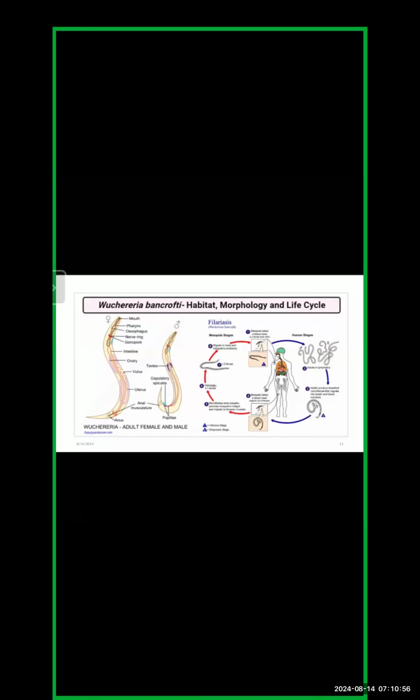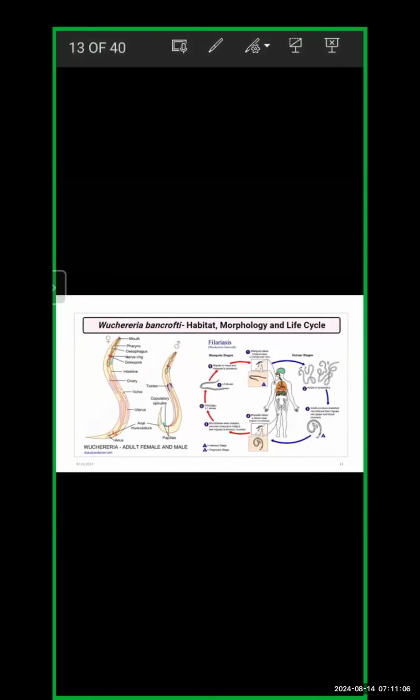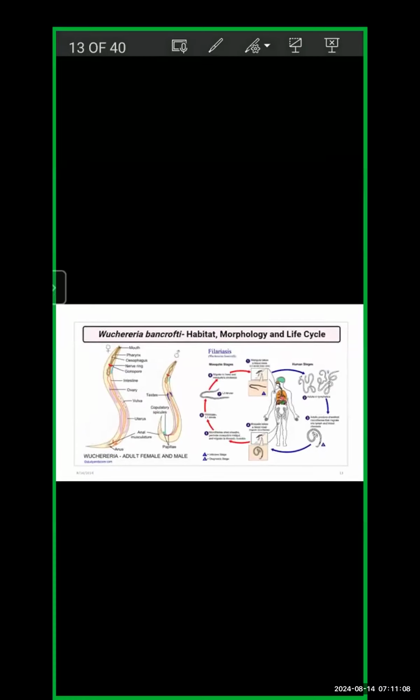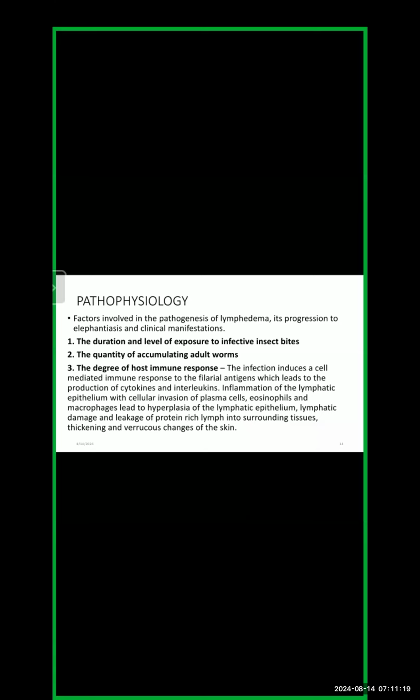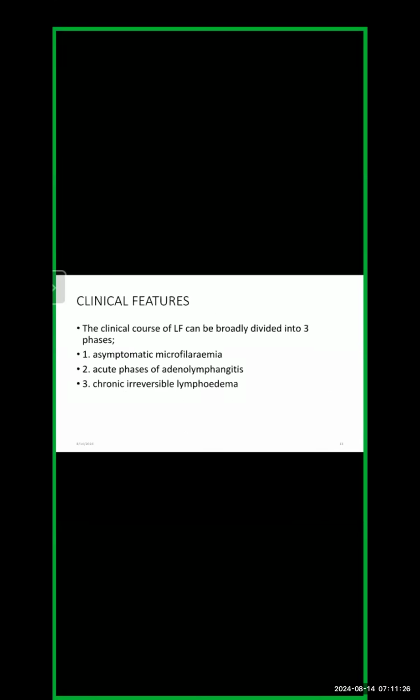So you see that the adult female worm's tail is pointed as against the male, which is curved. And you see that the adult female worm is longer. So this just explains the life cycle. There are other factors that are involved in the pathogenesis of lymphedema and its progression, but I'll just summarize. Because of time, I'll just go over to the clinical features.